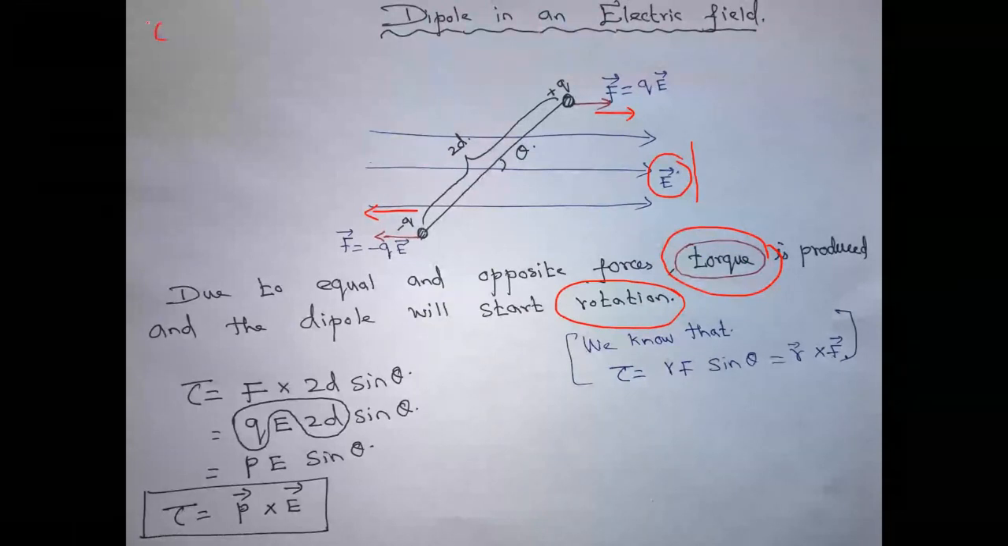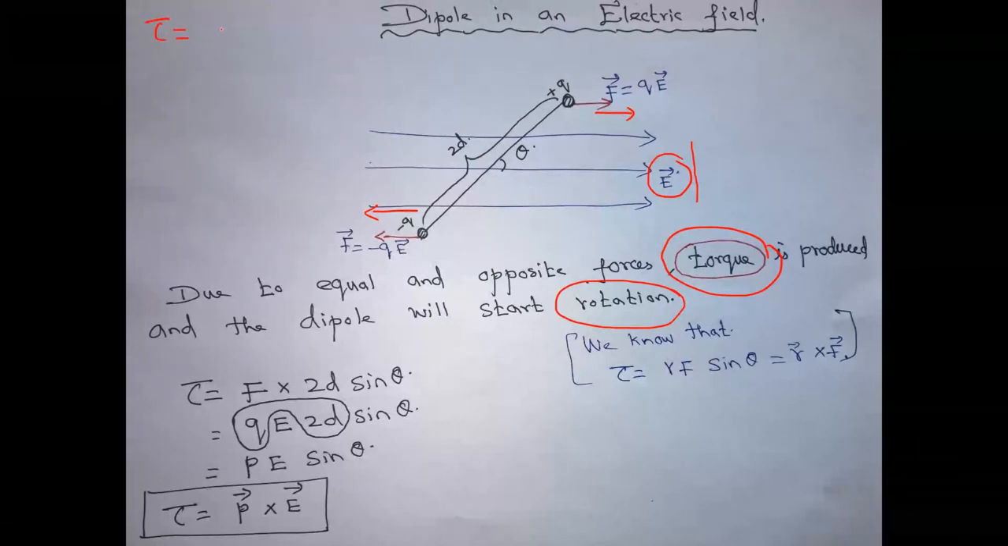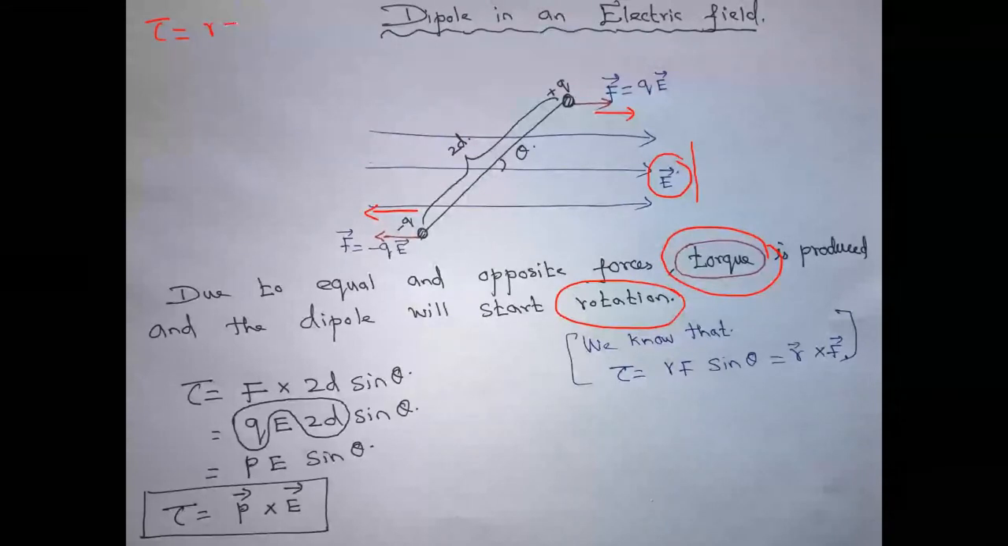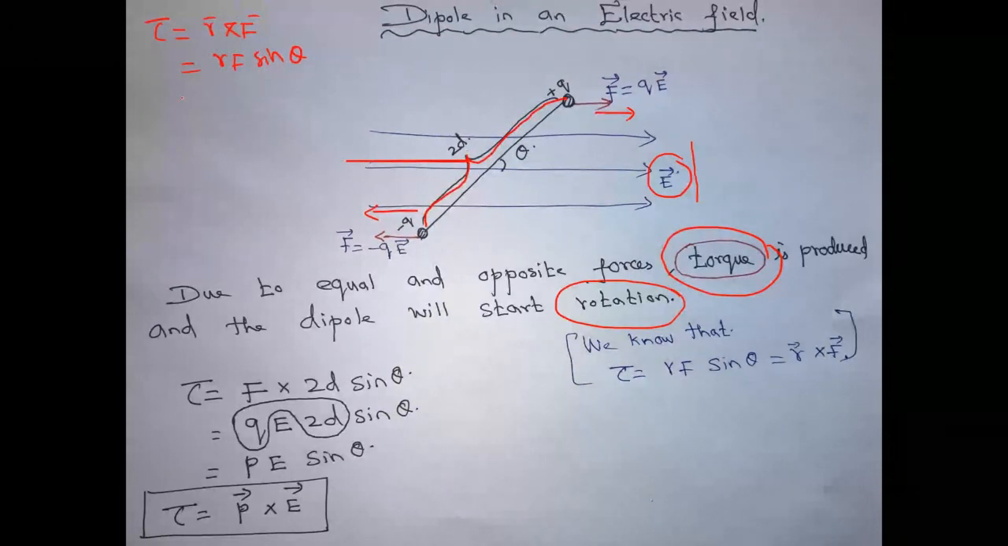What is the formula for torque? You already studied it in physics 1. R cross F, or R F sine theta. Am I right? Now, what is your R? R is the distance. What is the distance between these two charges of the dipole? This is our distance, 2d. So R is 2d. Very good. And what is your force here? Force is Q multiplied by E, multiplied by sine theta.